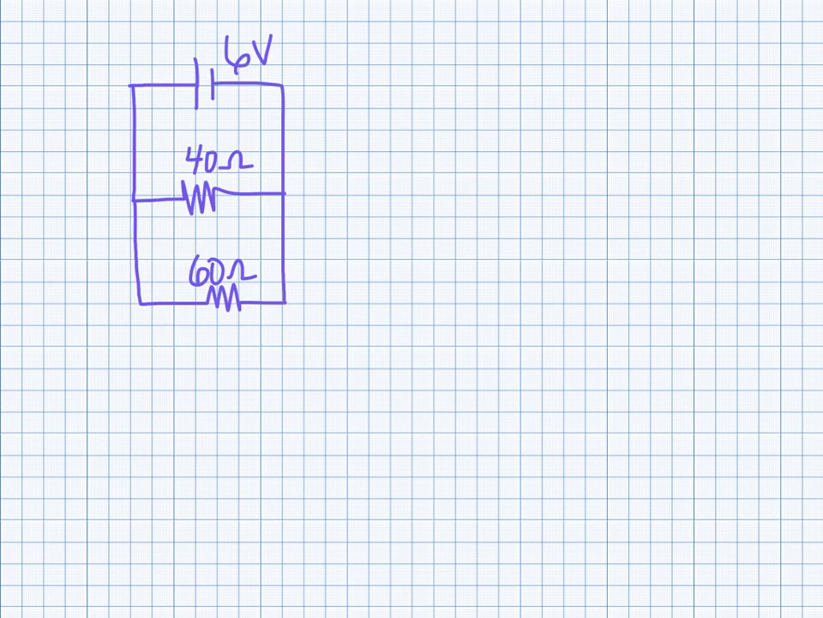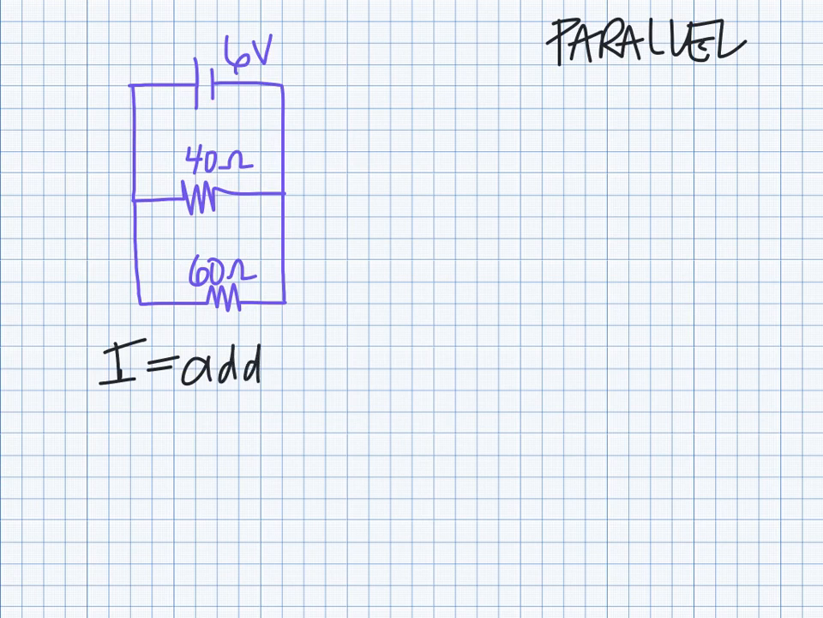And so key things to understand is that the current is not the same everywhere in this parallel circuit. Instead, what's true is that the current will add up as you look at each of the branches. So the current through the 40 ohm and the 60 ohm resistors together equals the current through the battery.